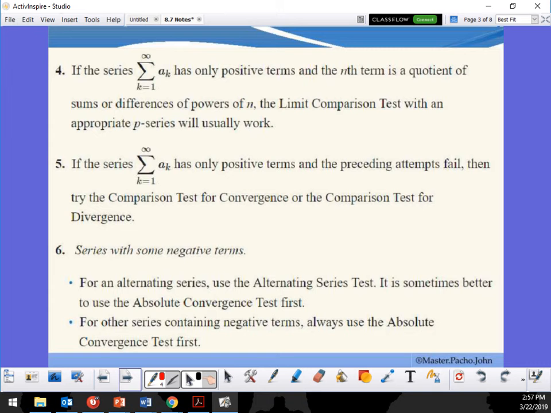Then for a series with positive terms where the nth term is a quotient of the sum or difference of powers, the limit comparison test with an appropriate p-series will usually work. Next, if the series has only positive terms and preceding attempts failed, then try the comparison test for convergence, or the comparison test for divergence. So now, this is basically all the stuff right here that we've done so far in chapter 8.